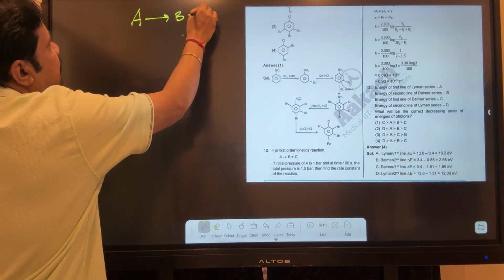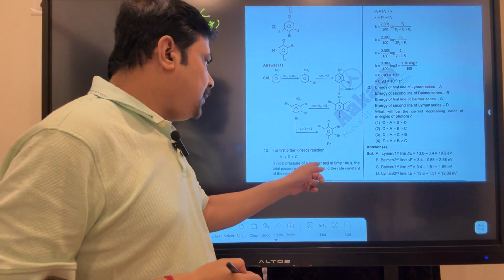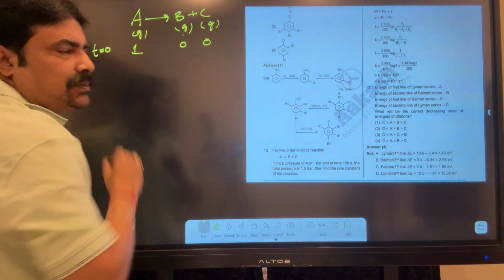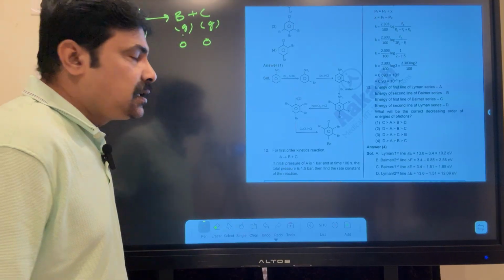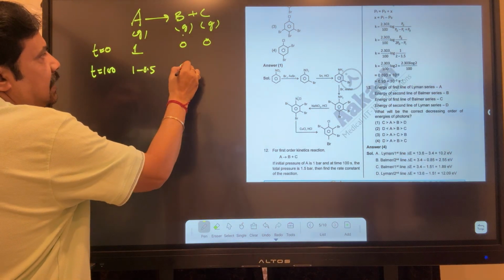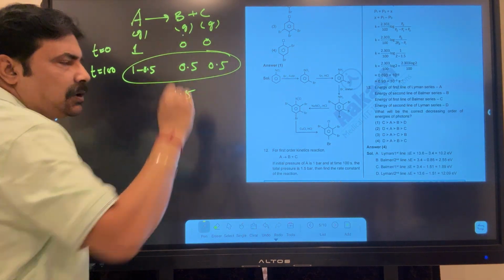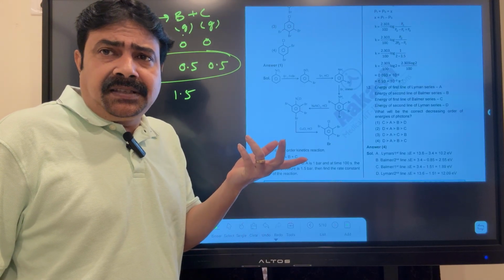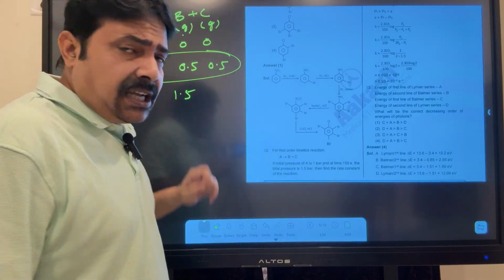A is converting to B plus C. It is a homogeneous gaseous reaction. Initial pressure of A is 1 bar: at time t equals 0 this is 1 bar, and the others are 0, 0. Now, at time 100 seconds, the total pressure of the system is 1.5 bar. So at 100 seconds, if 0.5 disappears, then you get 0.5, 0.5, and the total pressure comes to 1.5. That means the pressure of A goes from 1 to 0.5, so half the amount is disappearing. It's like a half-life.